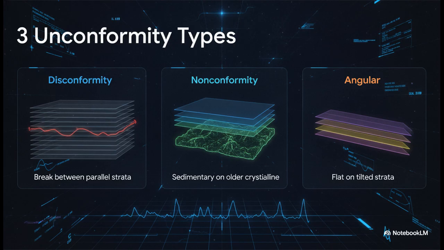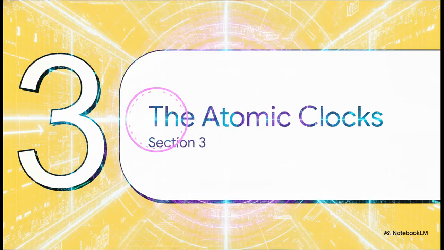So to diagnose these missing chapters, we're on the lookout for 3 specific types of unconformities. First up is a disconformity. This is a break hidden right between parallel sedimentary layers, and honestly, they can be super hard to spot. Second is a nonconformity, which is where you have sedimentary rock sitting directly on top of much older crystalline, igneous, or metamorphic basement rock. And third is the angular unconformity. That's where you see flat sedimentary strata resting directly on top of older layers that were previously tilted and deformed by tectonic forces. Which brings us to section 3, the atomic clocks.